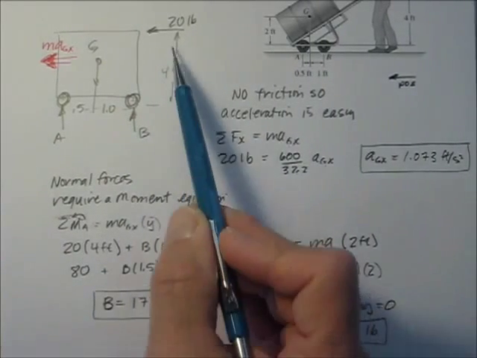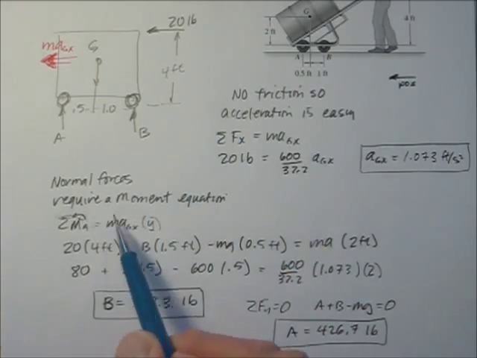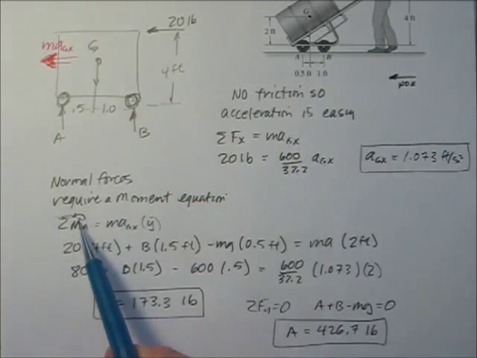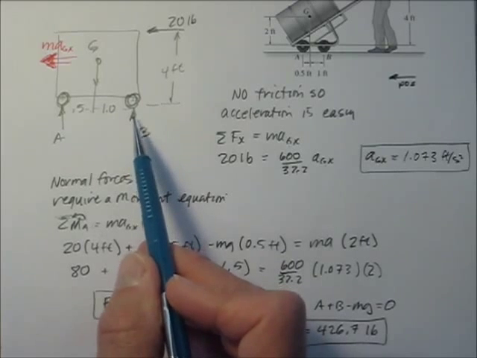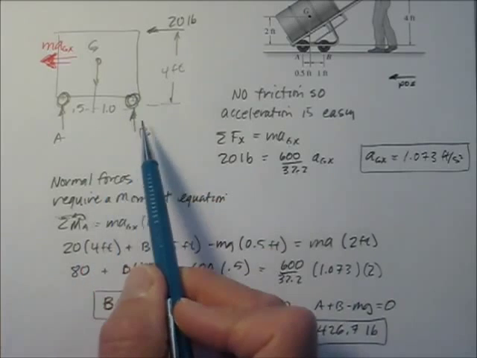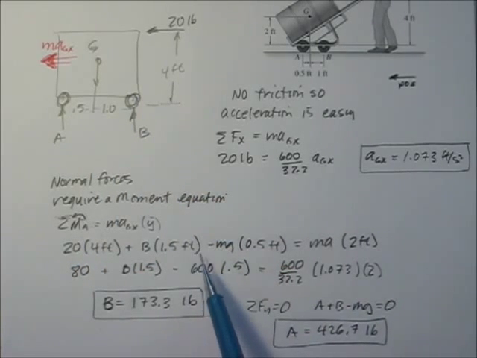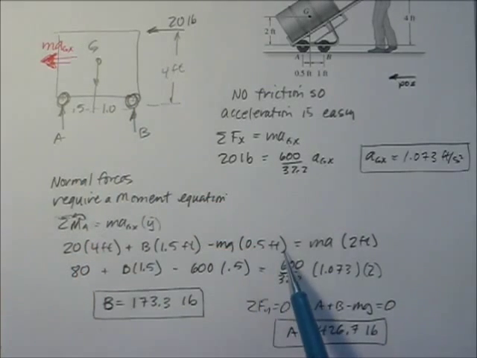So I've got 20 times this lever arm of 4 feet, and that's going in the positive direction. This would be causing a moment about A in the counterclockwise direction, and I define counterclockwise as positive. B also has a counterclockwise positive moment, so B times this distance of 1.5 is a positive moment. mg is going in the negative direction, so mg times 0.5 would be negative.